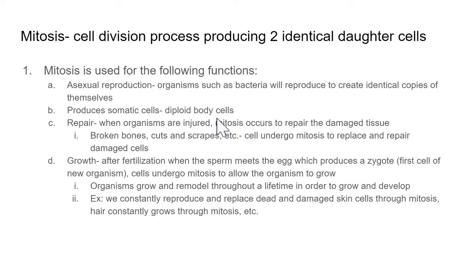Remember, we use mitosis for a bunch of different things. Asexual reproduction, like a bacteria will just divide itself to form two new cells. It produces somatic cells or diploid cells, which have two sets of chromosomes, which means we can use mitosis for repairing structures in the body, healing wounds, and also for growth. Okay, so how does mitosis work?